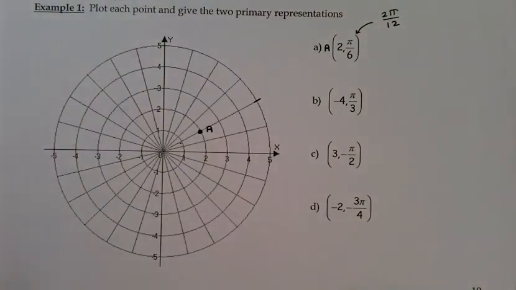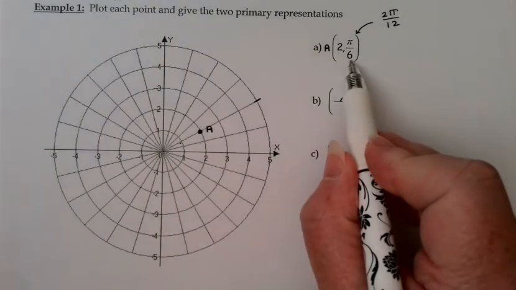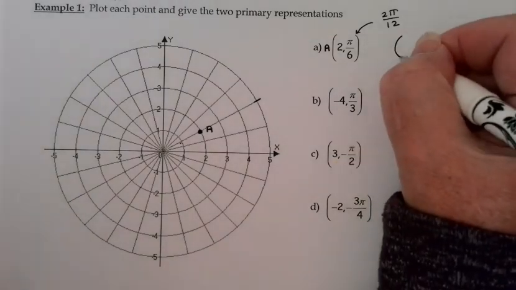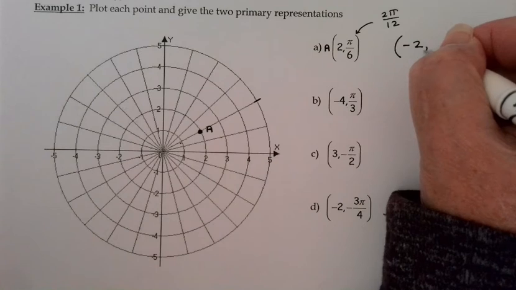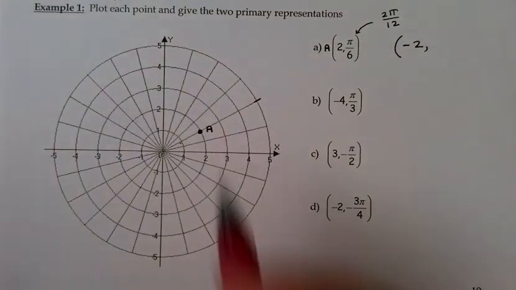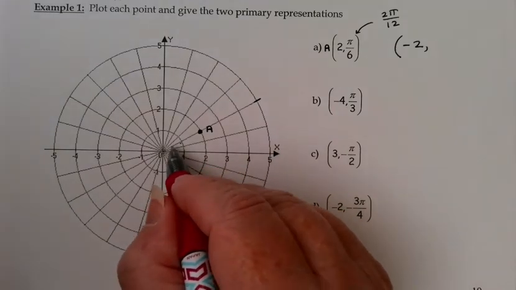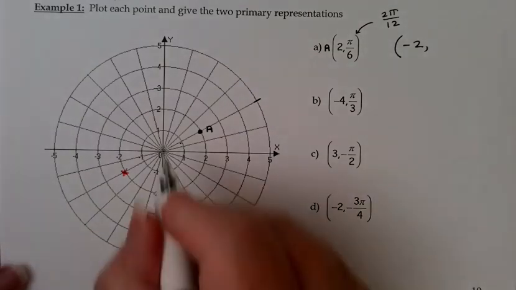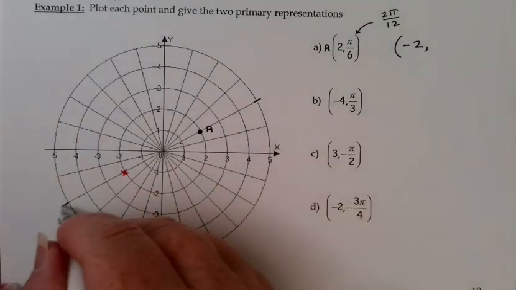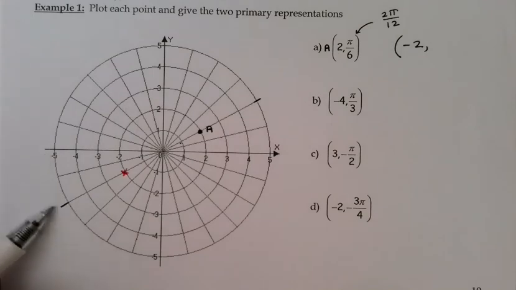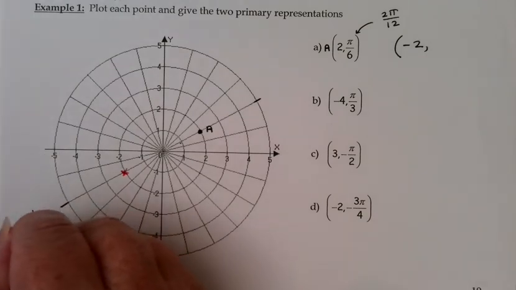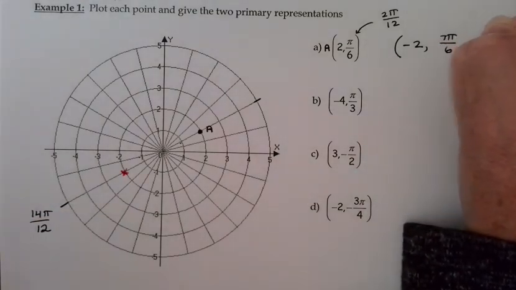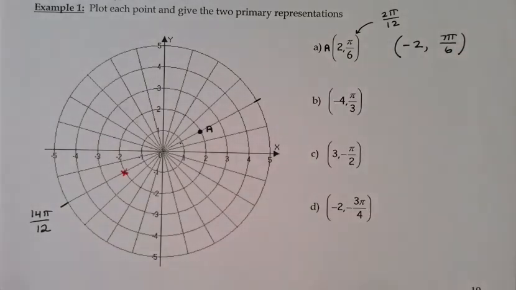That's already one primary representation, since pi sixth is an angle between 0 and 2 pi. So I'll get the other primary representation, the one that has a negative 2 for the r value. And that one will be exactly opposite this one, right here. And let's see, I need this angle. That's 12 twelfths, 13, 14 twelfths, which I could reduce to 7 pi over 6. So there are my two primary representations.